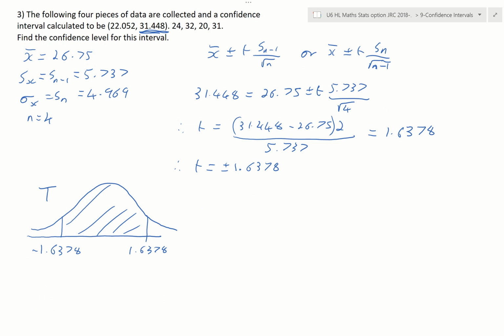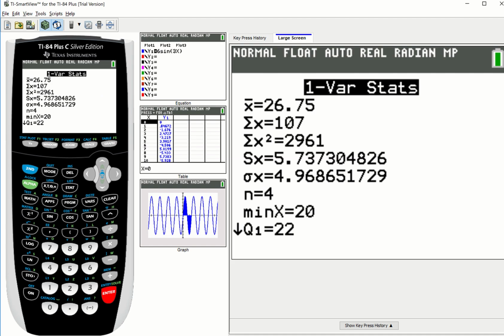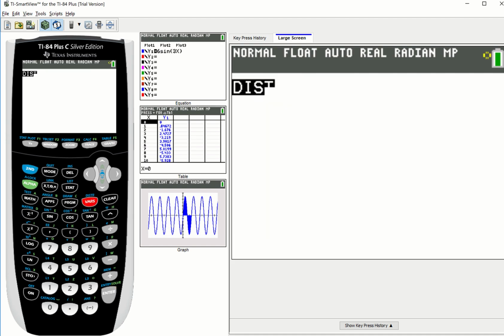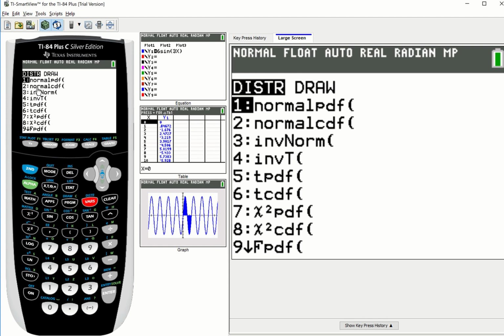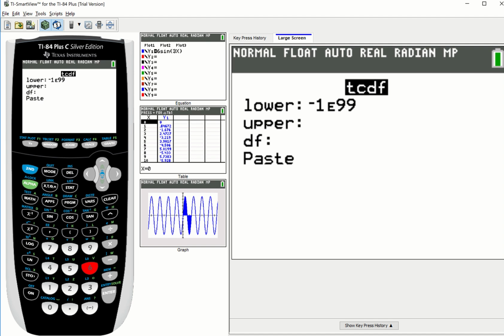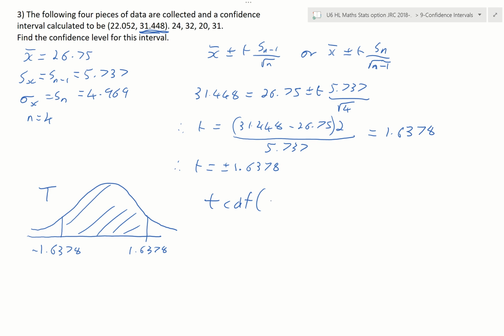If this was a z distribution, you'd just use normal CDF. But as it's a t distribution, we can work out this area using t CDF. So we go into our calculator, into distributions, second distribution. As I say, if we're using a z distribution, we'd use normal CDF, but we're using a t distribution, so we use number 6, t CDF. What's the lower limit? In this case, the lower limit was minus 1.6378. Our upper limit was 1.6378, and you can see it asks for the degrees of freedom. So we put those in.